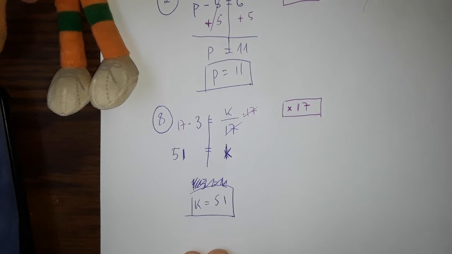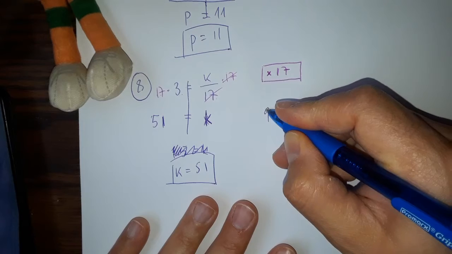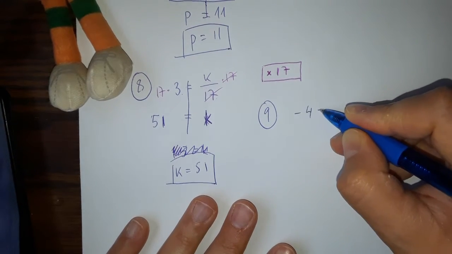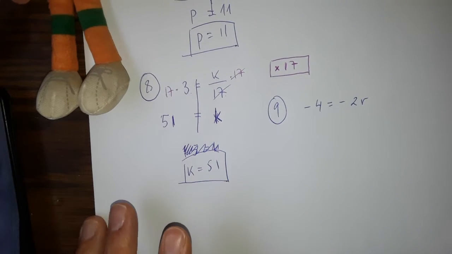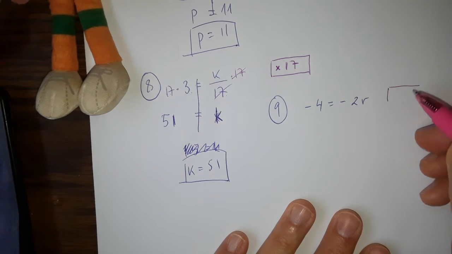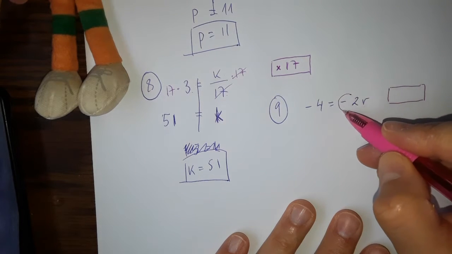Now, what else? Number 9. Gonna do number 9 now. 9 is negative 4 equals negative 2R. We're trying to solve for the variable. How is the variable called now? R, right? R. So what we're gonna do here, we're gonna try to solve for R. To solve for R, what we need to do is get rid of what? Who is annoying R? This negative 2, right? So we want to get rid of this negative 2.